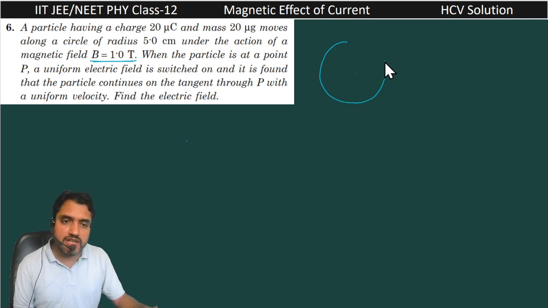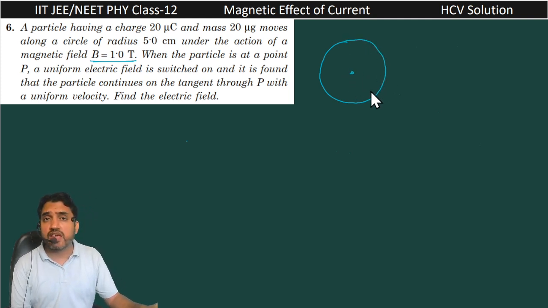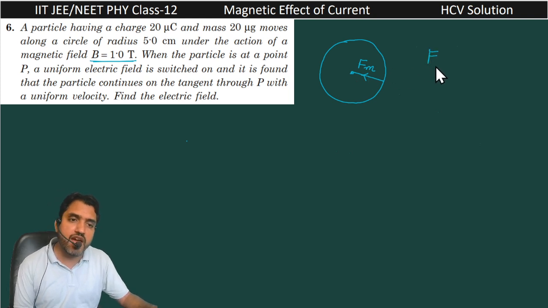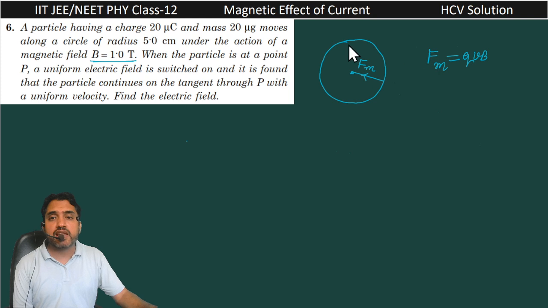Okay, so if this charged particle is moving on a circular path, let us consider this is the circular path of radius r. Whenever a charged particle is moving in a uniform magnetic field, normally this magnetic force will behave like centripetal force. So the magnetic force will be toward the center. This is the magnetic force Fm. So what is this magnetic force? This Fm is equal to QVB.